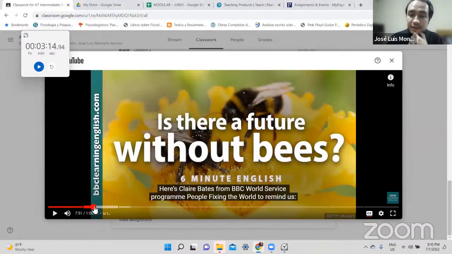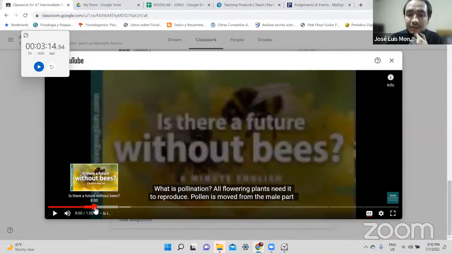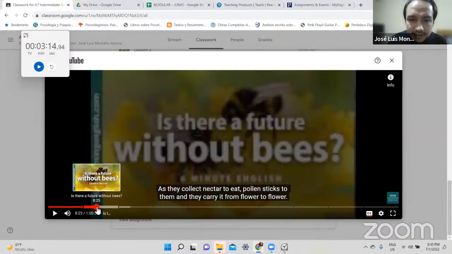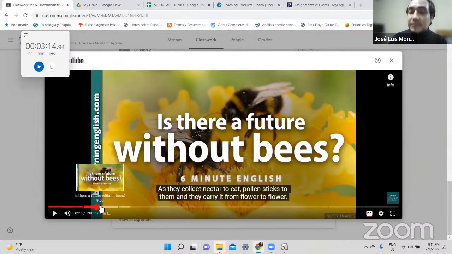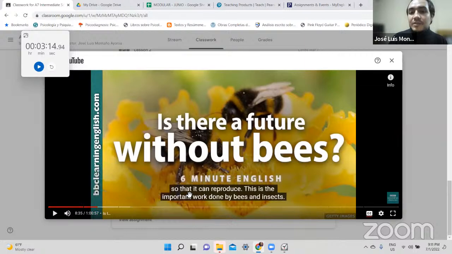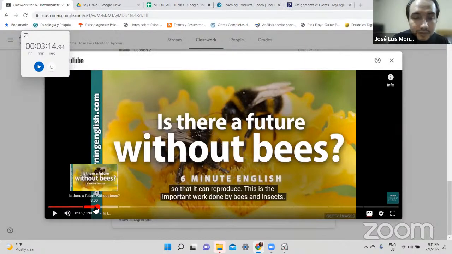Yes, they asked a question. I don't know if you got to answer the question, but this is the word, right? And nectar is exactly the same. And here they are explaining, as they collect nectar to eat, pollen sticks to them, and then they carry it. This is another option. Instead of take along with, you can say carry, but that's like cargar. They carry it from flower to flower, right? So that is a process, and the plants can reproduce over there.